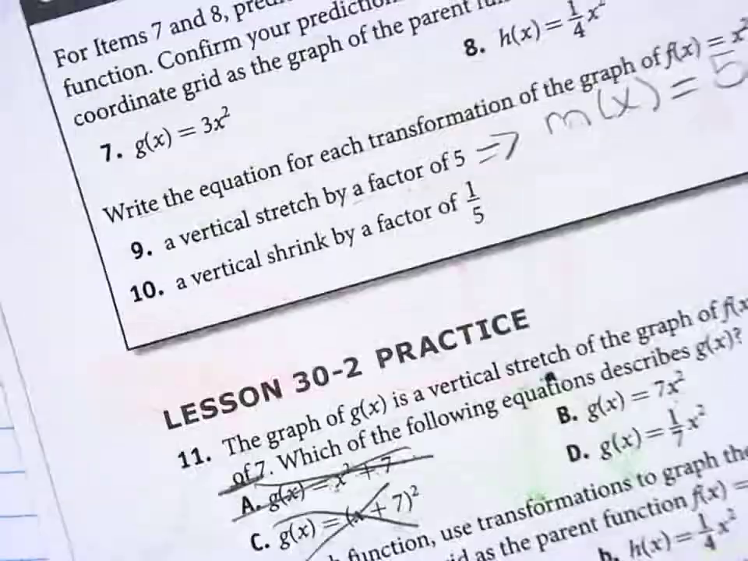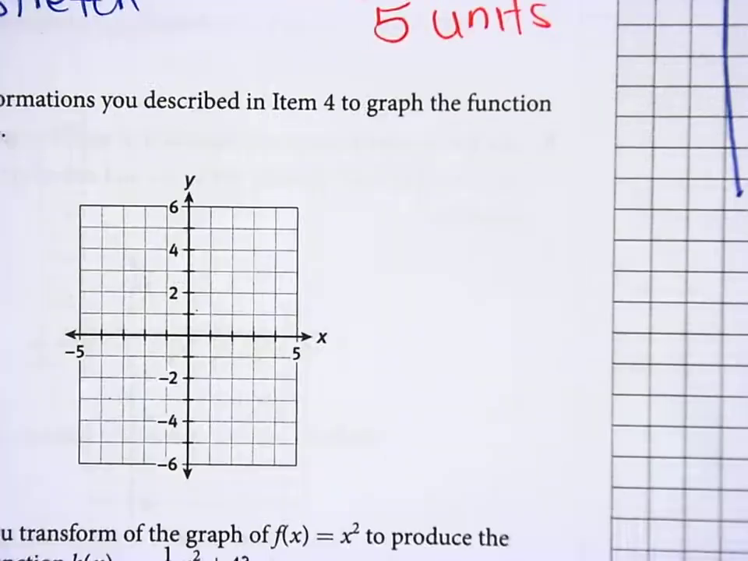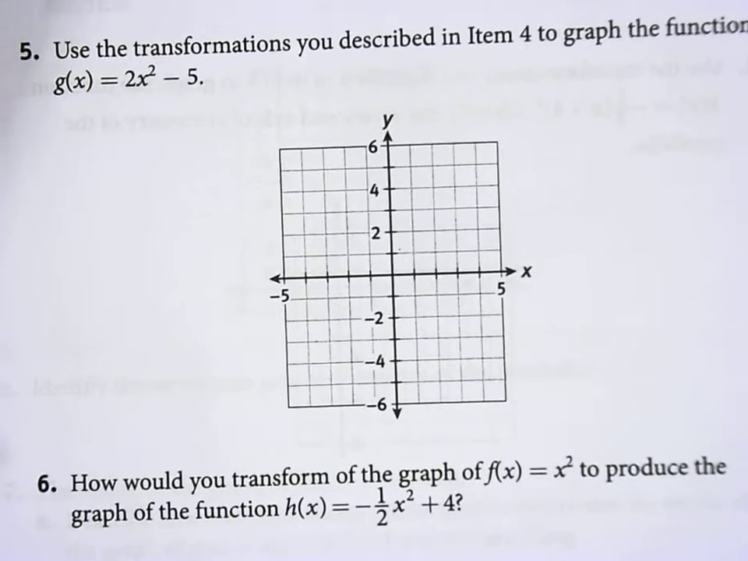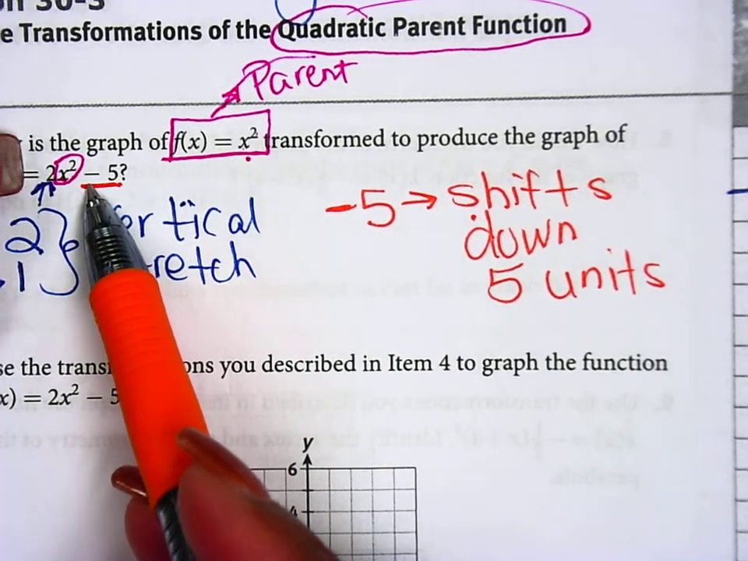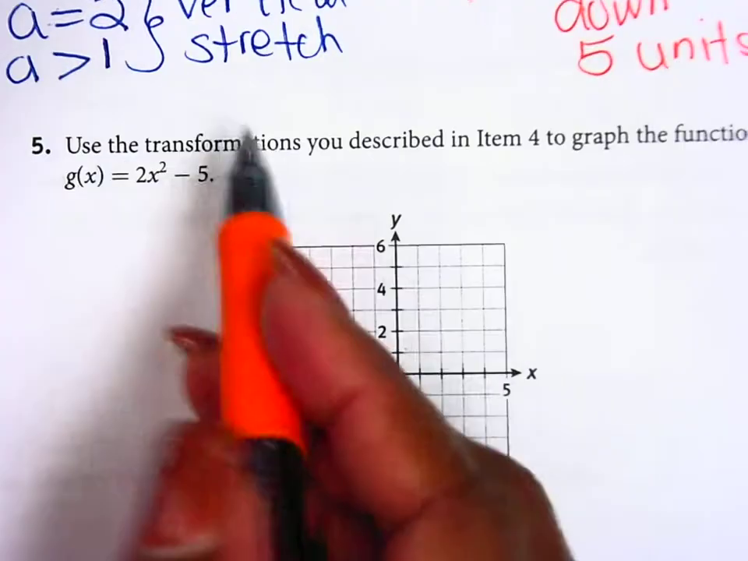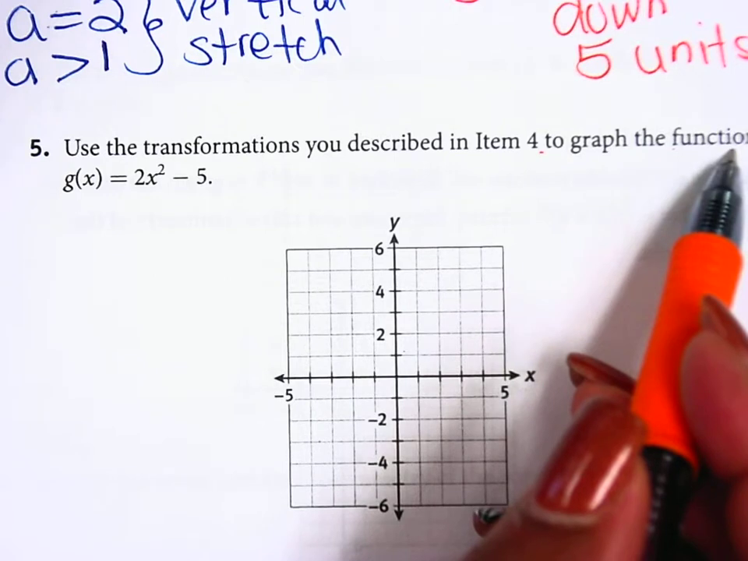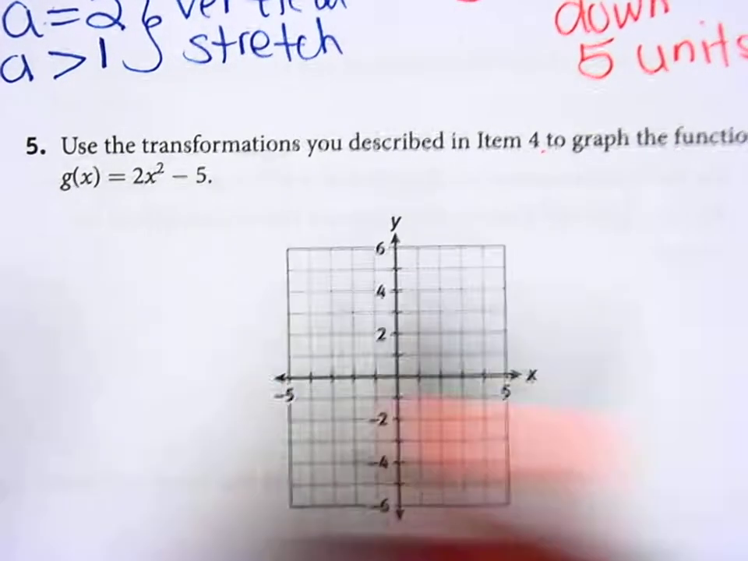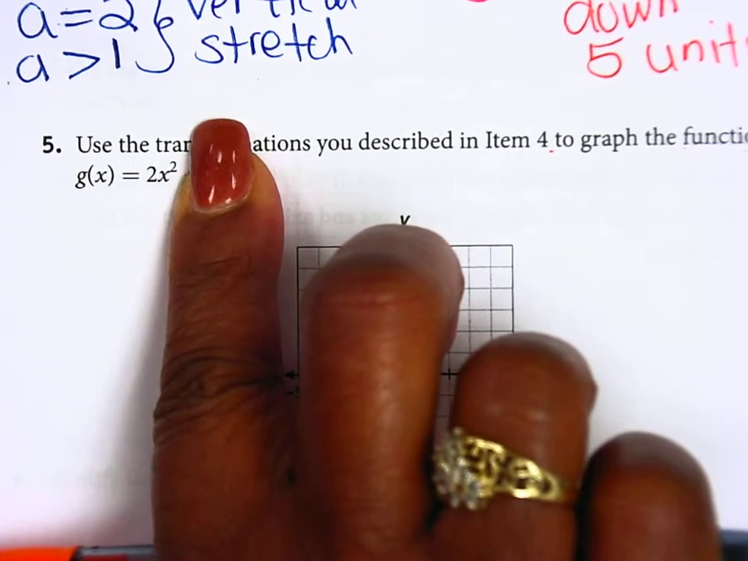So you're taking all this information and we're doing multiple transformations, summarizing everything you learned. We're putting it together to see if you can identify it. This is just two lessons put together. Now number 5 says to use the transformation you described in item 4 to graph the function. So you do the same thing. If you think about it, you had the information for this 2x squared in the other graph.